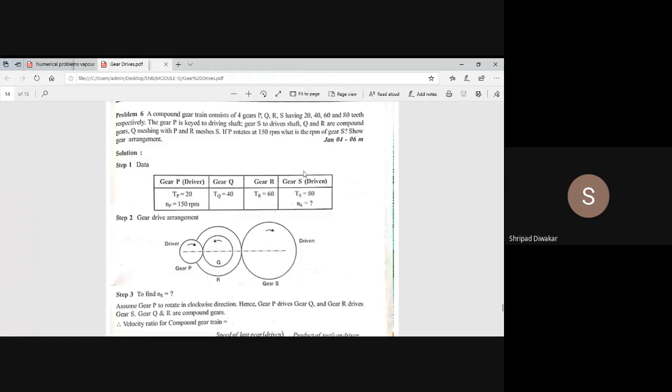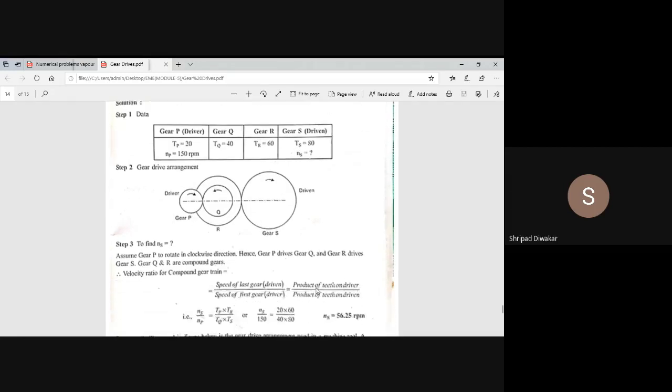Okay, so first you make a tabular column and write the 4 gears P, Q, R and S. After that, whatever the given data: number of teeth on gear P is 20, number of teeth on Q is 40, number of teeth on R is 60, and number of teeth on S is 80, and the speed of gear 1 is given as 150 rpm, and the last gear we need to calculate. Okay, as I said, once again the same formula you have to apply for a compound gear train. Velocity ratio, that is NS divided by NP.